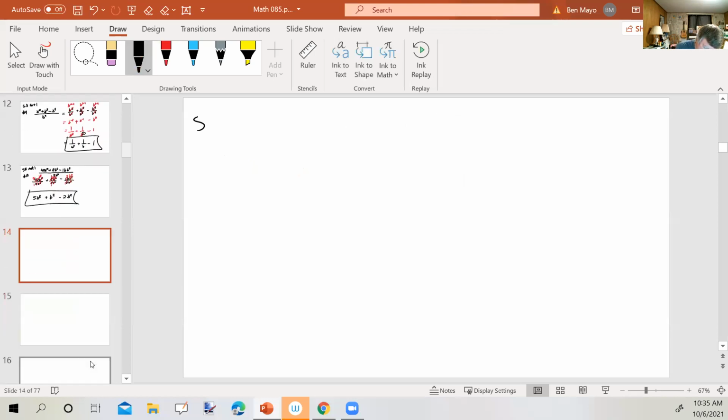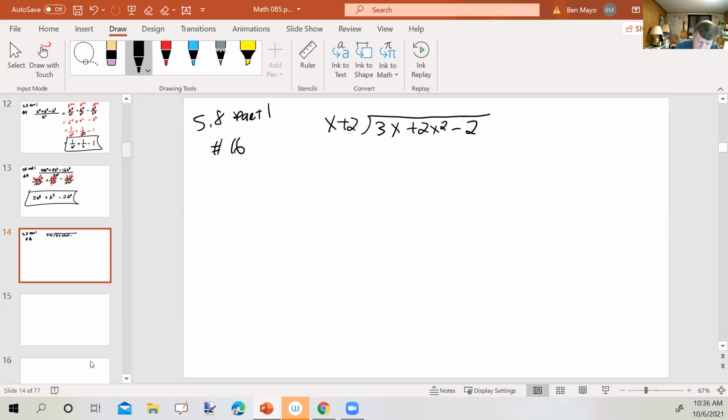Okay, finally, 5.8 part 1 number 16. It says perform the division, and we have x plus 2 divided into 3x plus 2x squared minus 2.